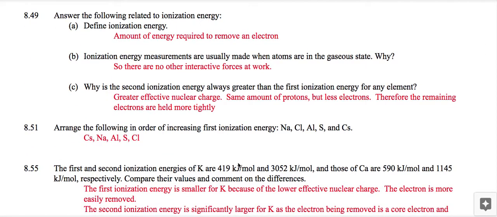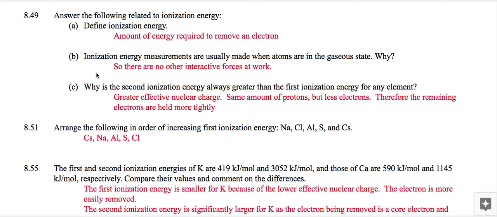Now we can get on to ionization energy. Ionization energy is the amount of energy required to remove an electron from a neutral atom. I guess that's the first ionization energy; the second, third and subsequent ionization energies would be the amount of energy required to remove electrons from an ion.